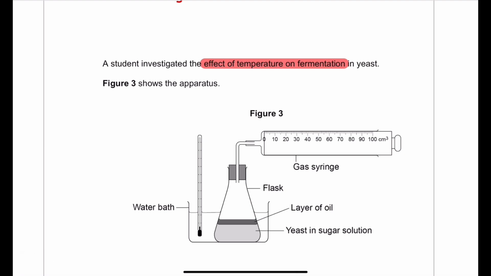A student investigated the effect of temperature on the rate of fermentation in yeast. Figure 3 shows the apparatus. The gas syringe is used here to measure the volume of gas produced as a result of fermentation, which is carbon dioxide. The thermometer will help to show the change in temperature. The water bath will help to maintain the temperature of the environment.